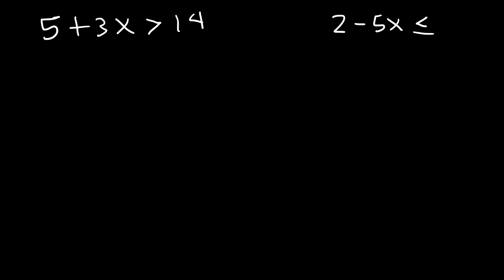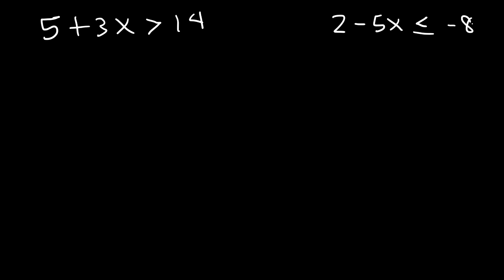Now go ahead and solve these two equations. 5 plus 3x is greater than, let's say, 11. Actually, let's make it 14. And also solve this one. 2 minus 5x is less than or equal to, let's say, negative 8.